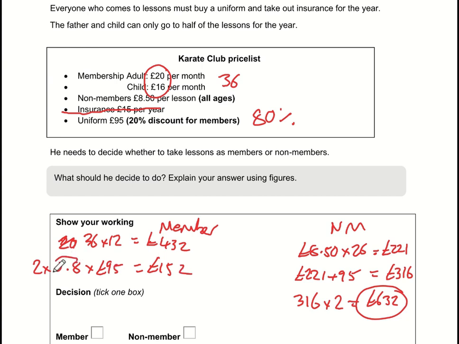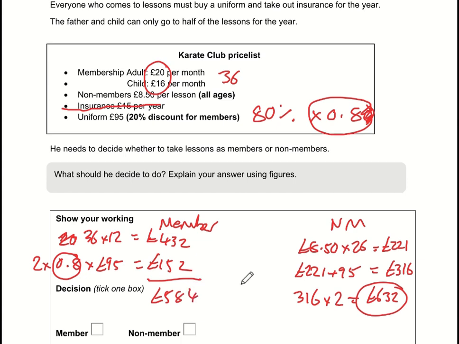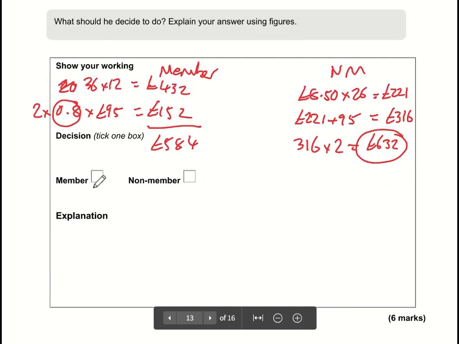Now, if you're not sure where this number comes from, 80%, to work out 80% of something, you need to multiply by 0.80. We just don't need that 0 on the end. This is the decimal equivalent of 80%. It's 80 divided by 100. So that's what you need to do when you're working out 80% of something. So the total, if they are both members, is going to be 432 plus 152, which is £584. So you can see it makes more sense for them to be members.